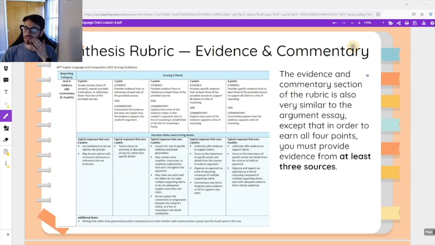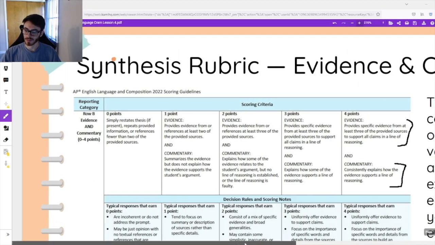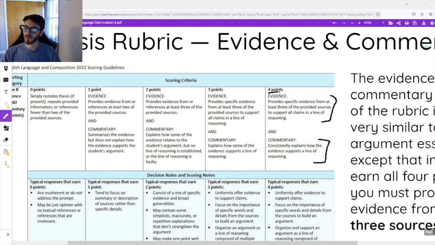Evidence and commentary is mostly the same as well. It still talks about providing specific evidence and providing commentary that explains how the evidence supports your line of reasoning. But the big difference here is that in order to earn all 4 points, you must provide evidence from at least 3 sources. So if we look a little closer here, 4 points, that's the maximum. Provide specific evidence from at least 3 of the provided sources to support all claims. So if you don't have evidence from at least 3 sources, you cannot get all of the points for evidence and commentary.